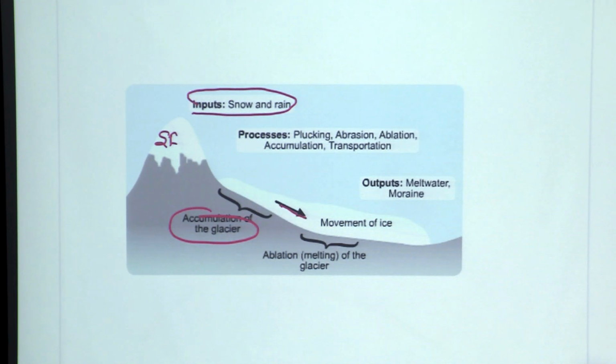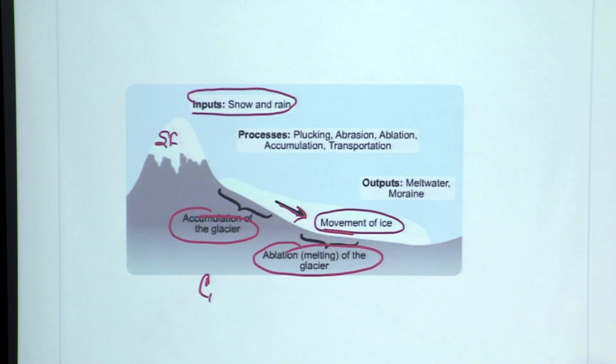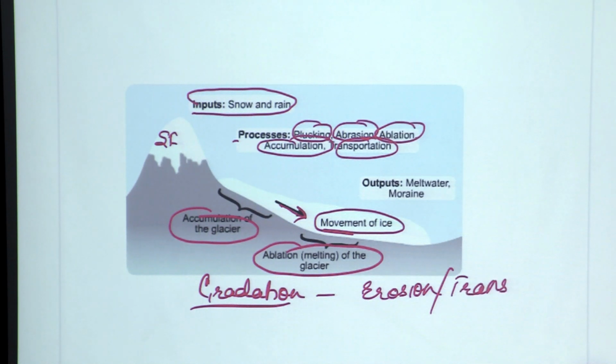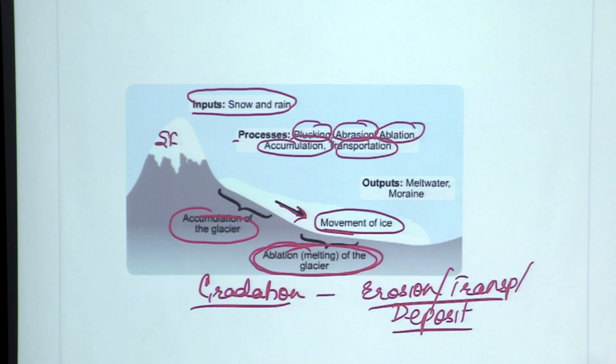Accumulation of glacier will facilitate movement of glacier. Movement makes it act as agent of gradation. Because it moves, it tends to grade, and this grade correlates with several processes of plucking, abrasion, ablation, accumulation and transportation. Gradation means what? It will erode, it will transport and it will deposit. I have already told you ablation, read it here very clearly, is melting process of ice. So, snow field is that area where there is accumulation of snow and ice.